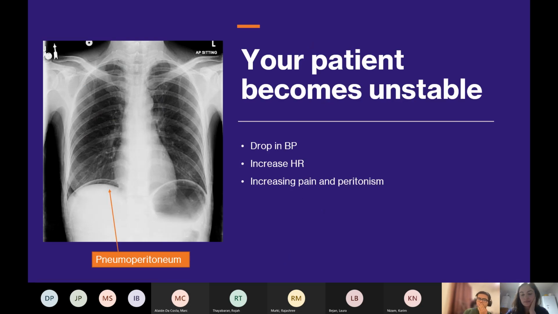Okay, so your patient becomes more unstable. He's dropped his BP, his personality's shifted, he's becoming a bit comatose now. His heart rate has gone up, and now he's not moving off the bed and he's in agony. What does this chest x-ray show? This is one of the reasons why you do a chest x-ray in someone with abdominal pain, which you've touched on before.